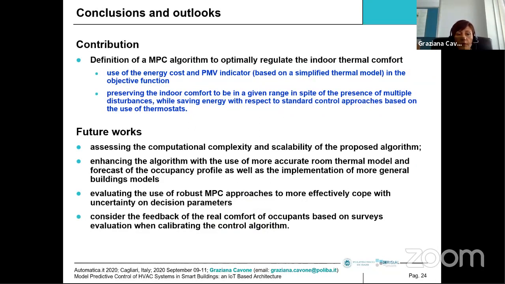In future work, we will consider to assess the computational complexity and scalability of the algorithm, to enhance the algorithm with a more accurate room thermal model and forecast the occupancy profile, as well implementing more general building models and evaluate the use of robust MPC approaches.